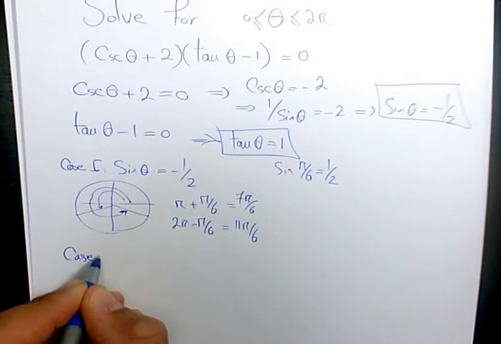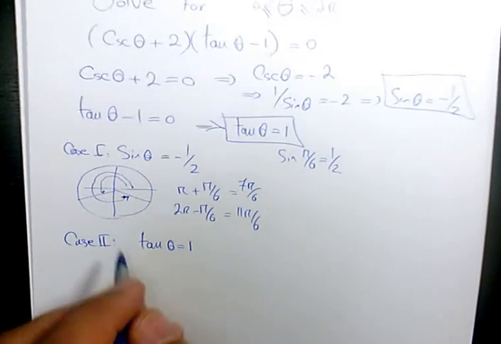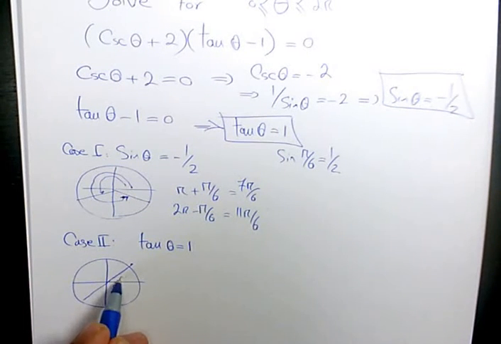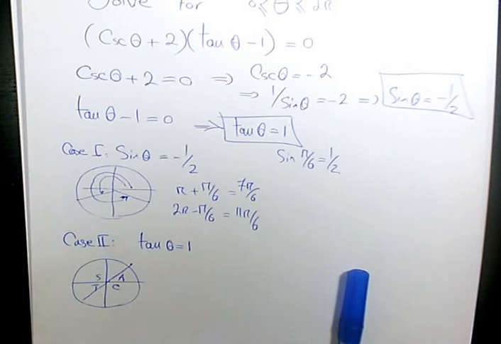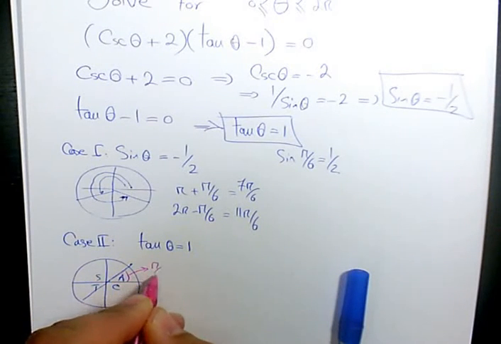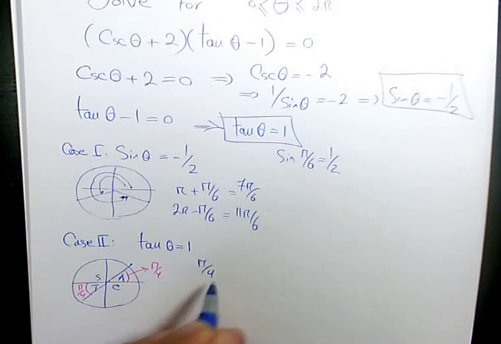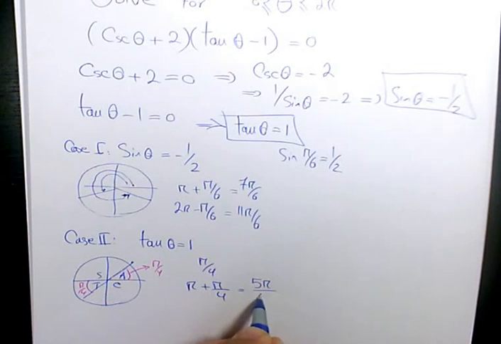The second case will be tan theta equals 1. Tan is positive in quadrant 1 and quadrant 3 based on the CAST rule. We know tan pi over 4 is 1, so we have pi over 4 in here as well, and also pi plus pi over 4. So pi plus pi over 4 will be 5 pi over 4.